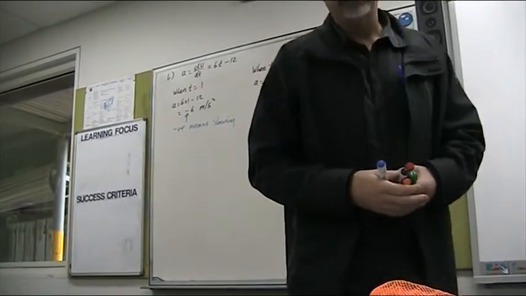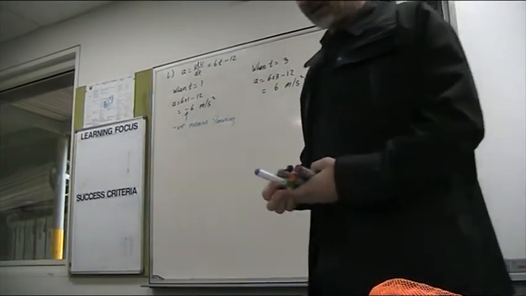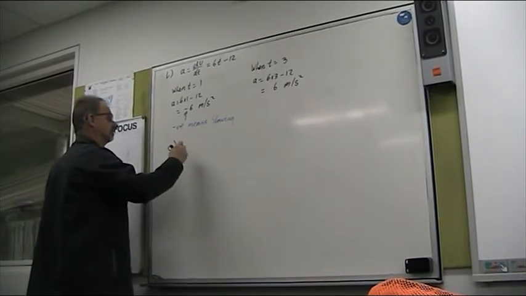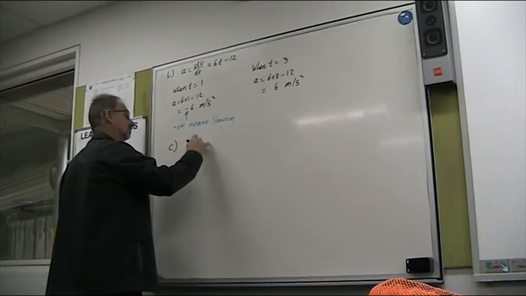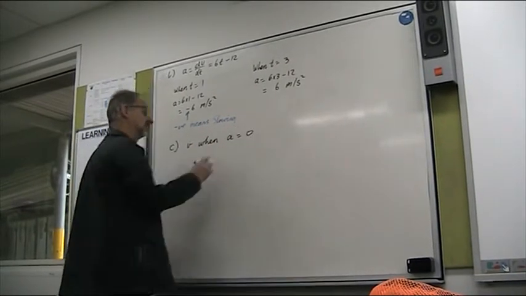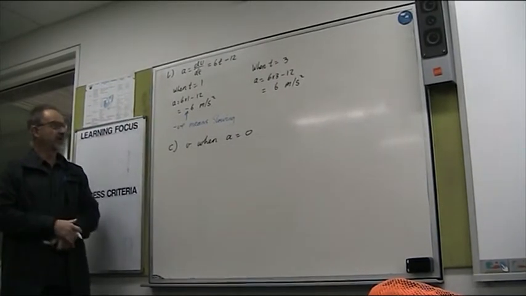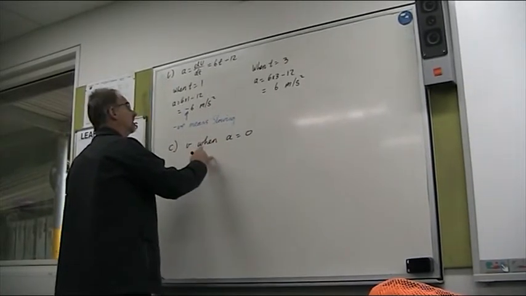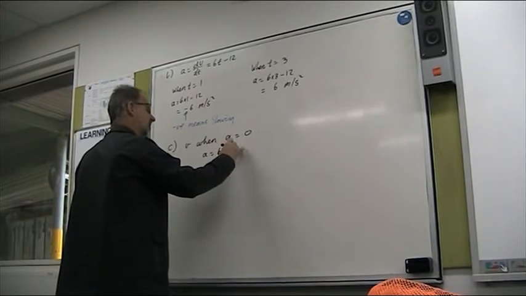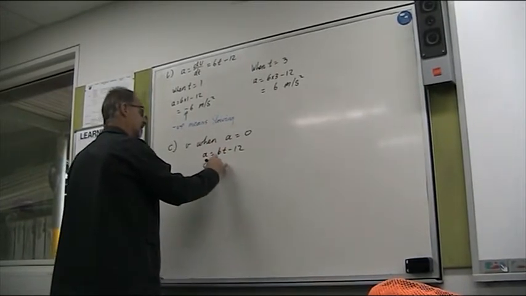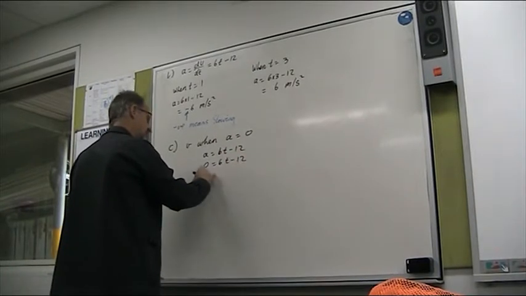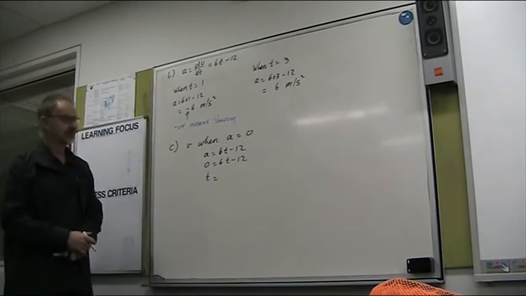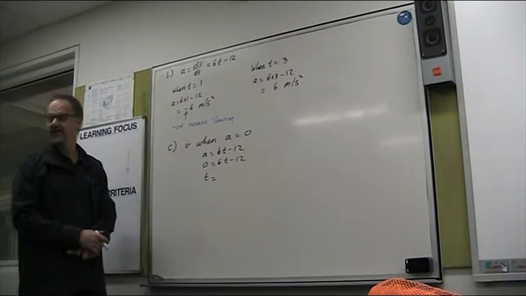All right. Part C. Its velocity when its acceleration is 0. So first of all we need to find out whenabouts the acceleration is 0, and then we can find its velocity at that time. So acceleration we know is 6t minus 12. When that's 0, that occurs at what time? Add 12, divided by 6. 2.